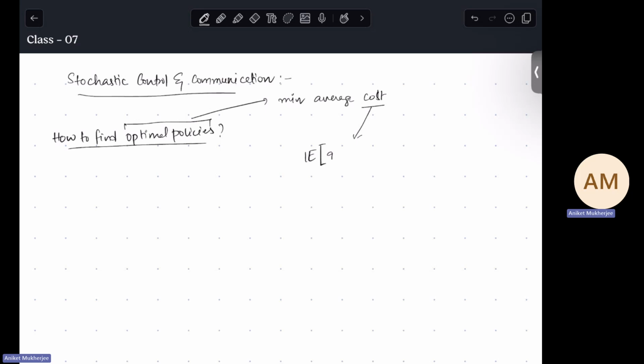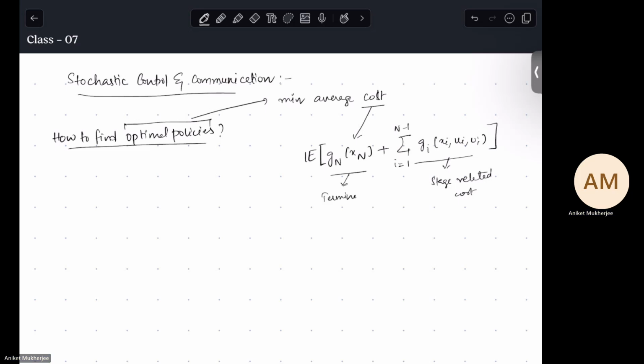which we have defined throughout as g of xn plus the summation from i equal to 1 to n minus 1 of g of i, xi, ui, wi, where these are your state related costs. This is your terminal cost, and xn's are your state in the system. ui is your control action or your decision that you need to take at each and every step, and wi is your randomness in the system.